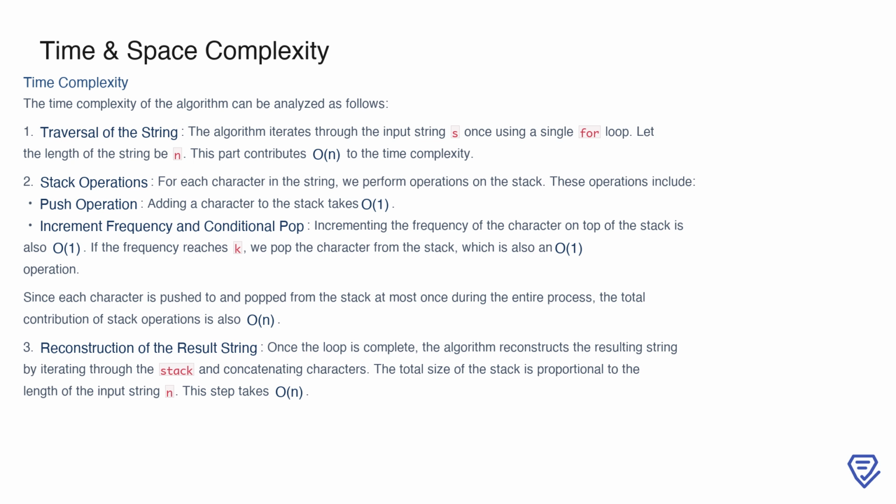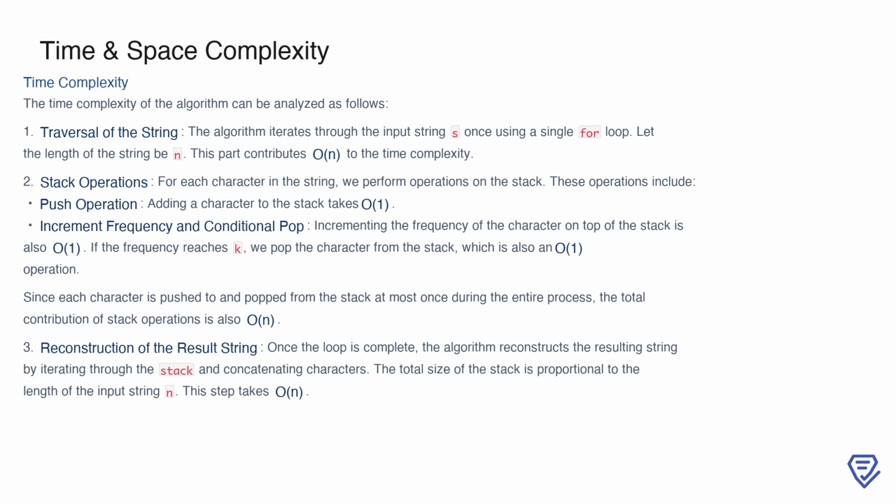To analyze the time complexity of this algorithm, let's break it down into its individual components. First, the algorithm traverses the input string s using a single for loop, which means each character is visited exactly once. Given a string of length n, this traversal contributes O(n) to the overall time complexity.